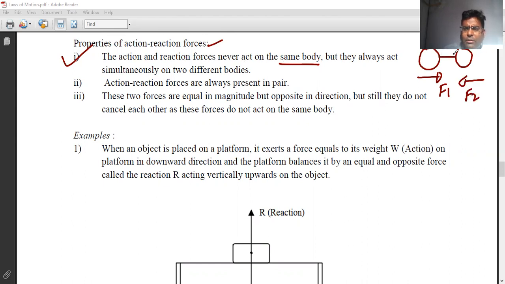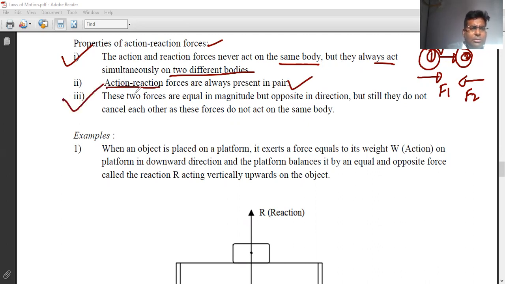Okay, this will collide on this one and this will collide on this one. So they always act simultaneously on two different bodies. So there are two different bodies, one and two. They are acting in opposite direction. So action reaction forces are always present in pairs. When two bodies are there, then only action and reaction happen. So they are always in pairs.